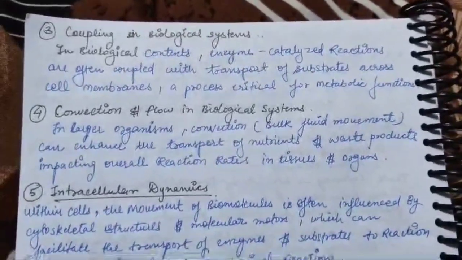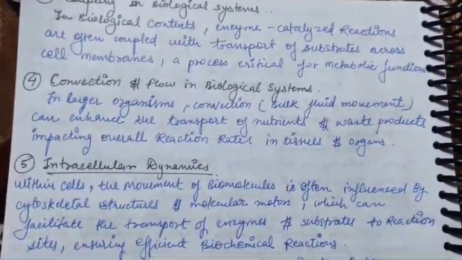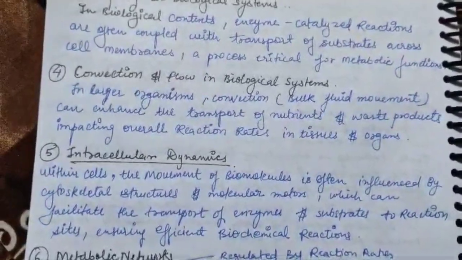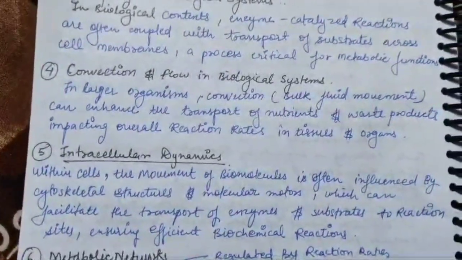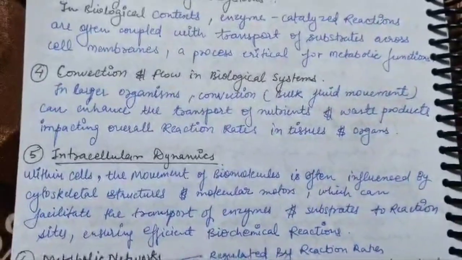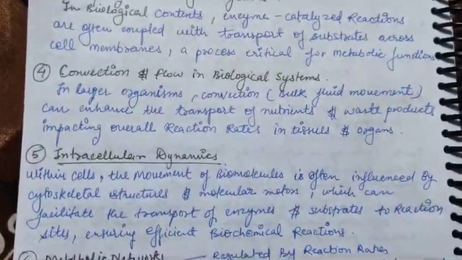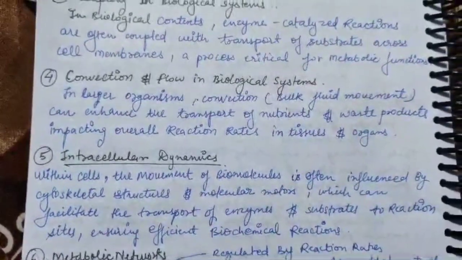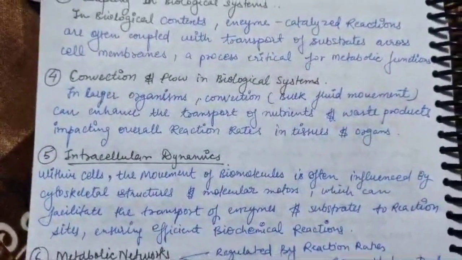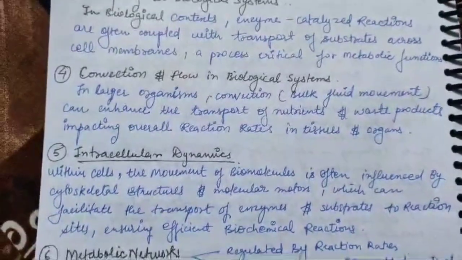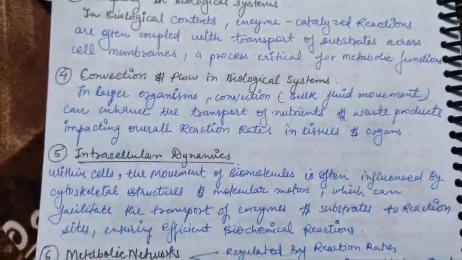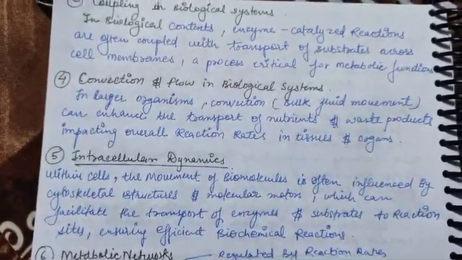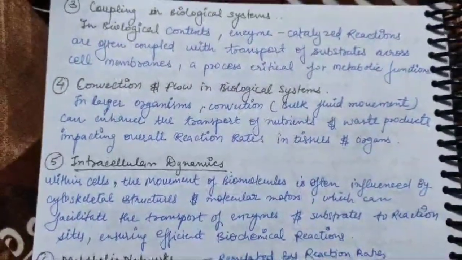The coupling in the biological systems. In biological contexts, enzymes and enzyme catalyzed reactions are often coupled with the transfer of substances across the cell membranes, a process critical for the metabolic functions. Convection is the transport of flow by the temperature or the pressure gradients. It enhances the nutrient transport and the waste products excretion, impacting overall the reaction rates in the tissues and organs through the bulk fluid movements.